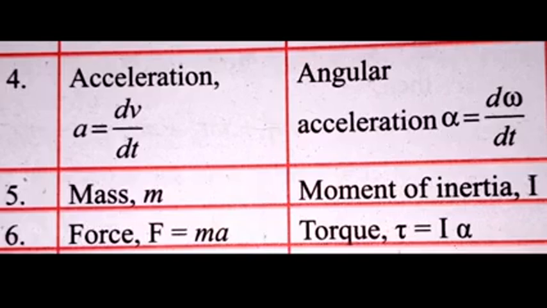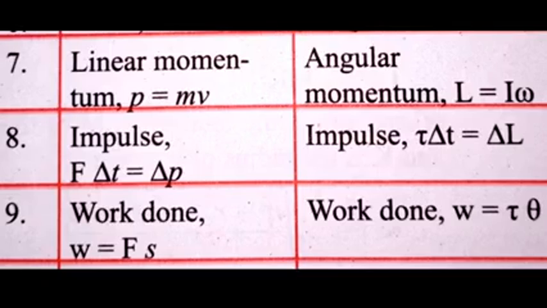Then the sixth one, force. In translational motion, we calculate the force applied to move the object. Therefore we know the formula F is equal to ma. But in rotational motion it is different. We represent it with the concept called torque, which is equal to moment of inertia into angular acceleration. Therefore tau is equal to I into alpha. Then the seventh one, linear momentum. Linear momentum means an object moves in a straight path, that is known as linear momentum.